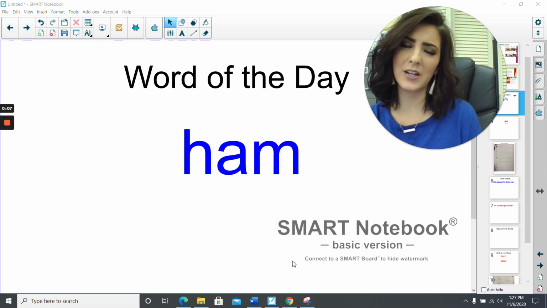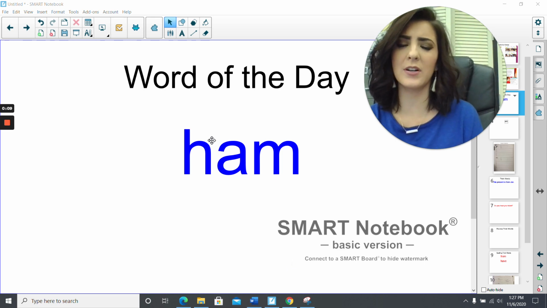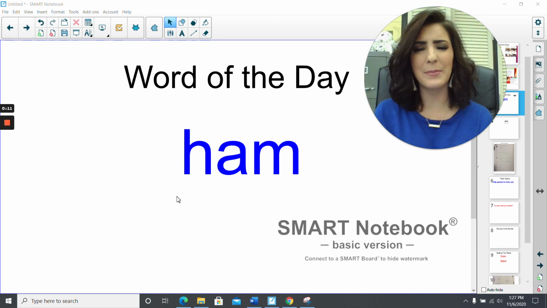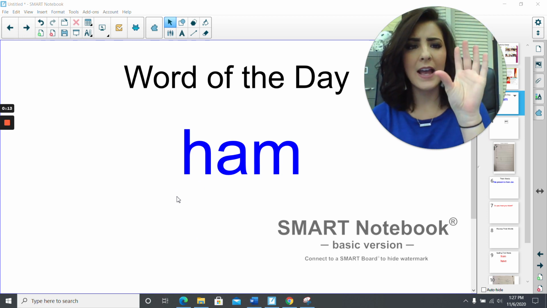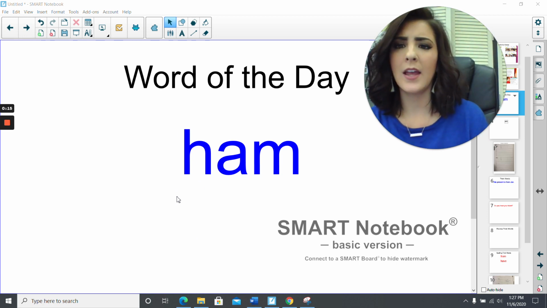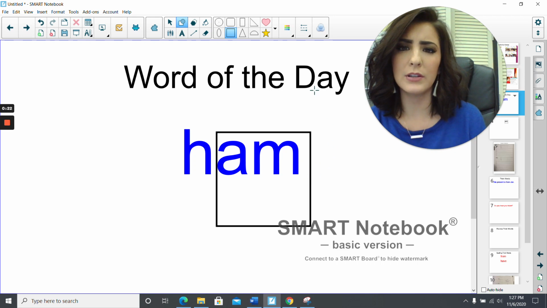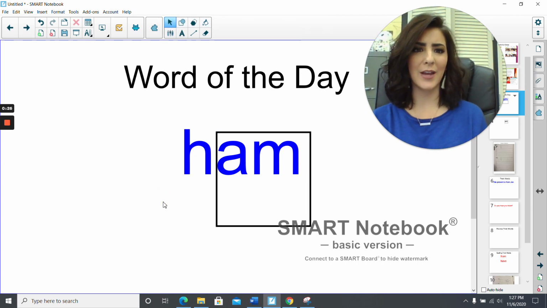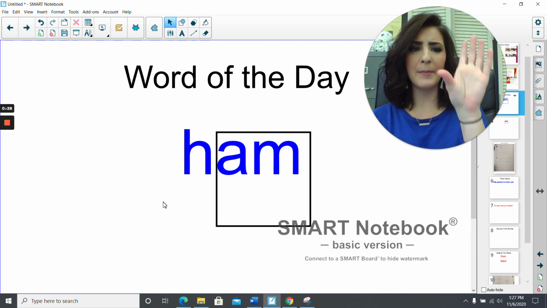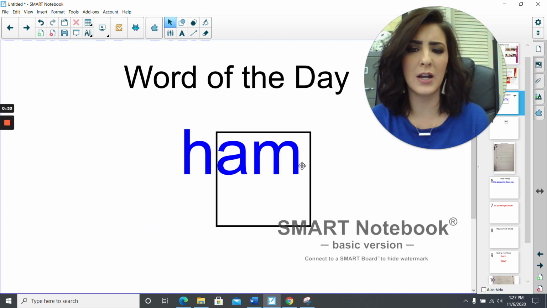We are going to be working on a new word of the day. Our word of the day is ham. Can we tap it together? Ready? Ham. And remember, when we have the AM, we are going to box our glued sound. So let's try it one more time. Ready? Ham. Good job. We do not separate the A and the M there.